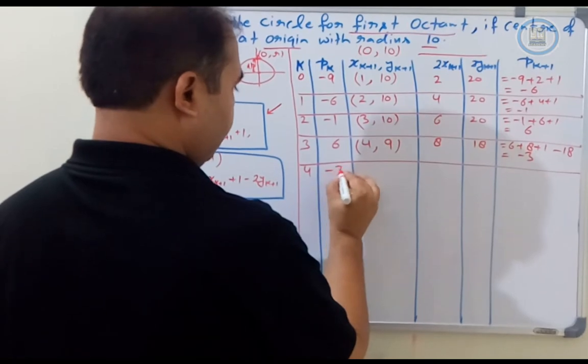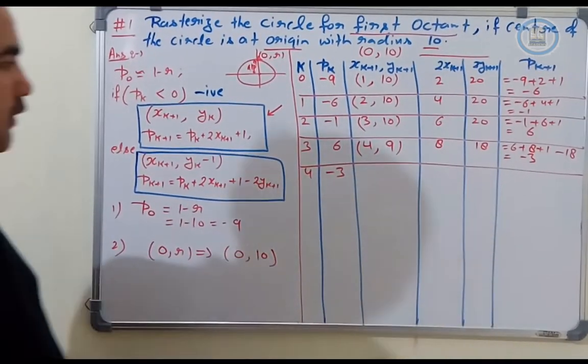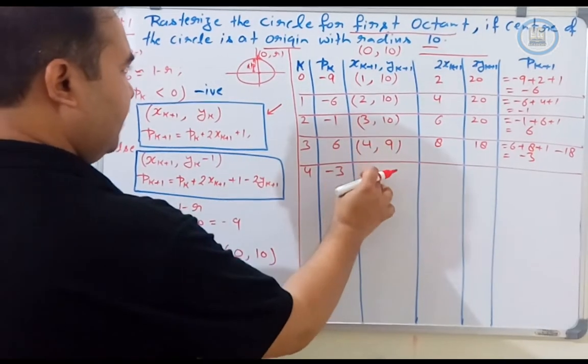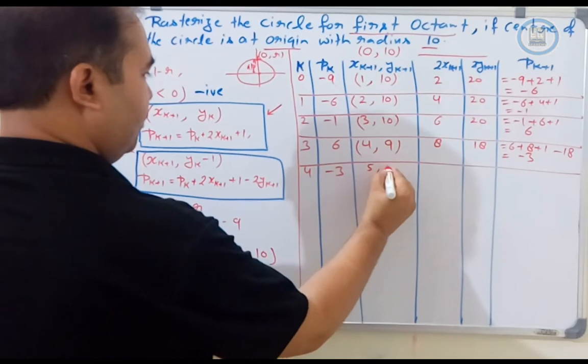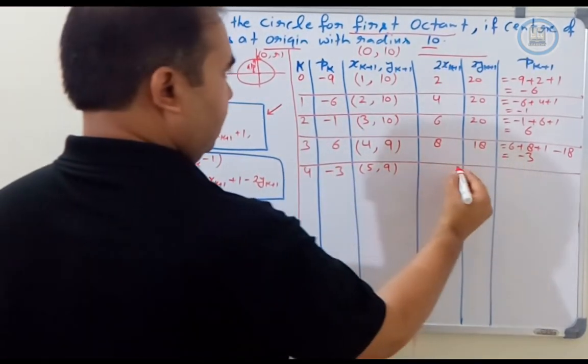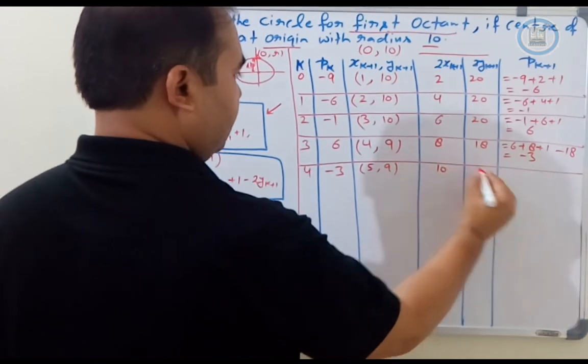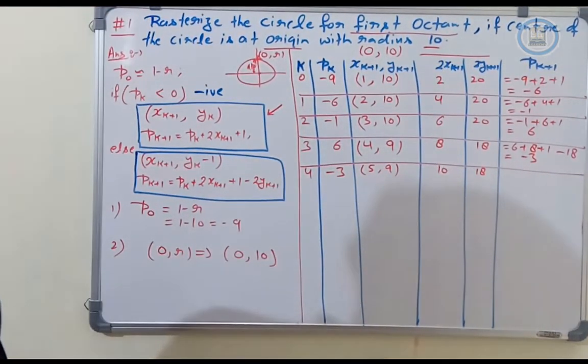Next step, this is again minus 3. The sign is again negative. So in this case, the pixel value for the first octant will be 5 comma 9. There is no change in the y, and 2xk plus 1 is 10 and 2yk plus 1 is 18.